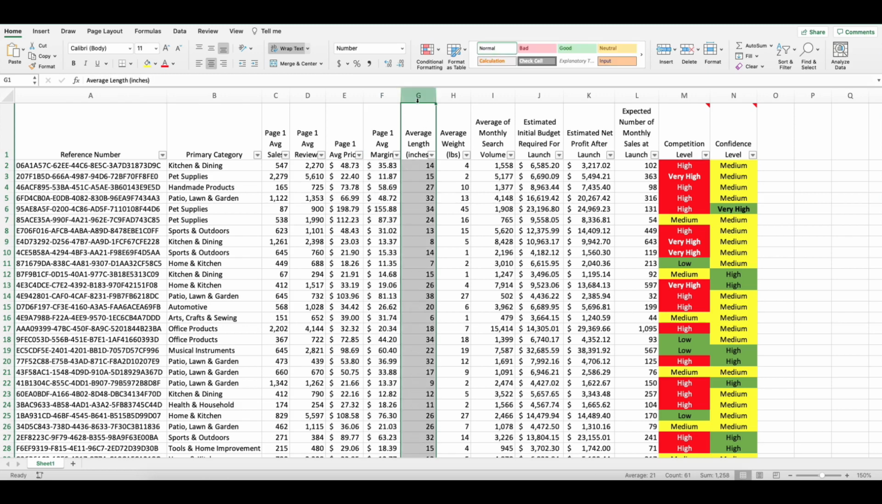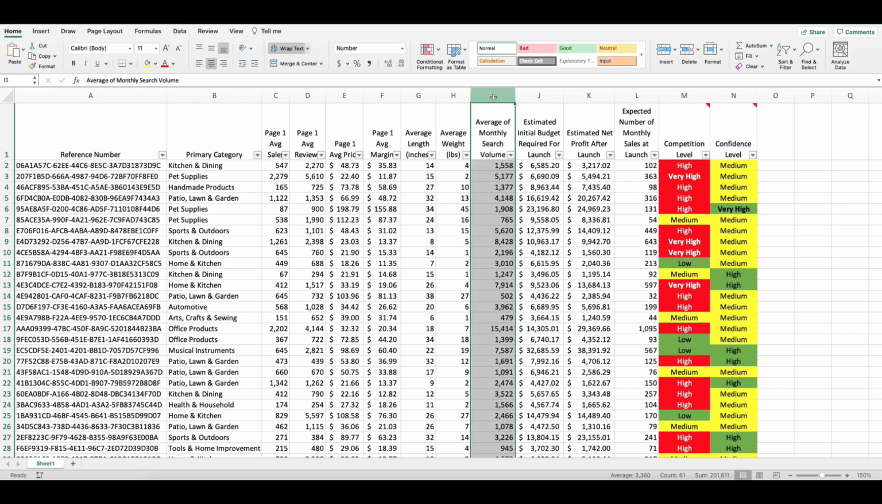Column G is the average length in inches, and this just gives you a representation of how large this particular product is on average. And correspondingly, column H is the average weight of the product. So on average, you get a sense of how heavy this product is. Obviously, a product that's very small and lightweight is going to be cheaper than a product that's heavier and bigger and longer in length, for both shipping and fees associated with it. So it just gives you that aspect of the size of the product and potential additional costs associated with it.